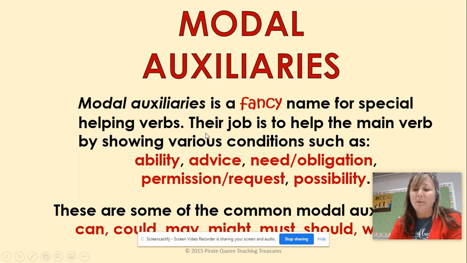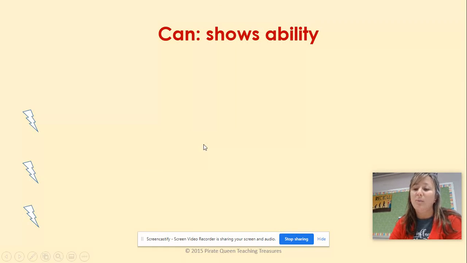And these are some of the most common modal auxiliaries. Now, these aren't all of them, but these are the ones that we're going to focus on in fourth grade. You have can, could, may, might, must, should, and would. Those are the ones we're going to focus on. The first one is can.